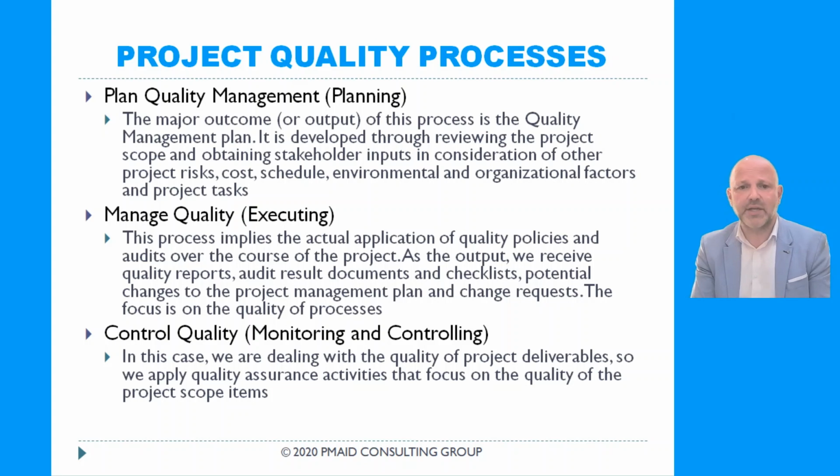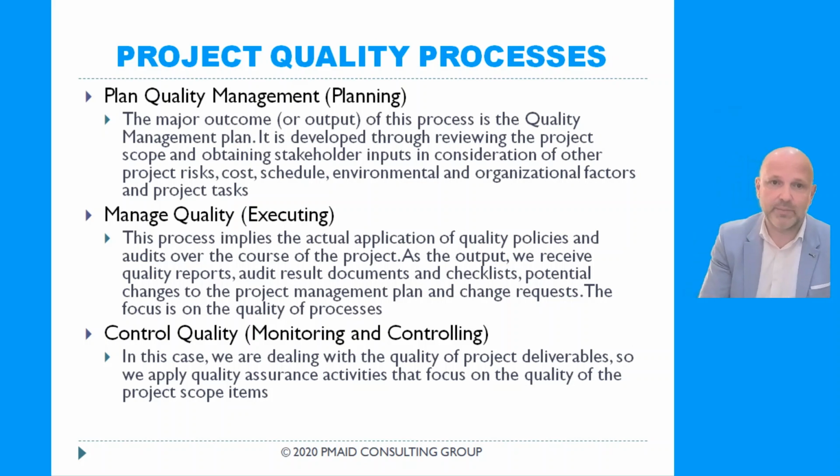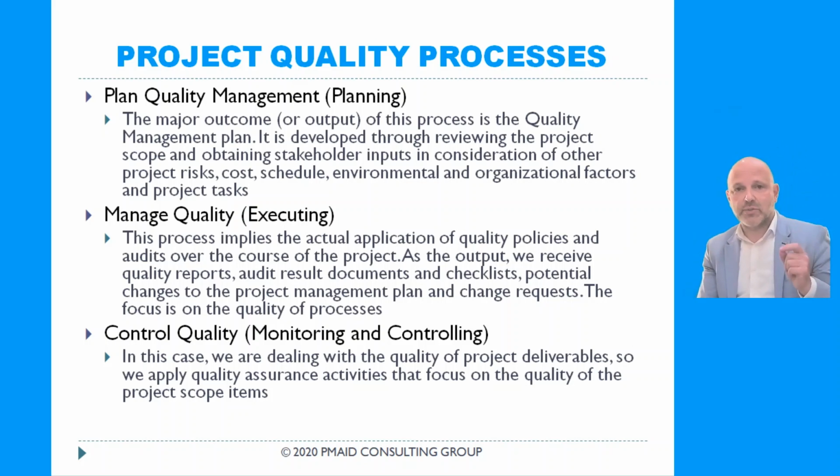This process implies the actual application of quality policies and audits over the course of the project. As the output, we receive quality reports, audit result documents and checklists, potential changes to the project management plan, and change requests. The focus is on the quality of processes. So when we implement the manage quality process, we act on the quality management plan that we prepared when we were planning our quality management. Again, just want to remind you that the planning process is iterative. So if we see that something is wrong with our plan, we come back to the plan, we adjust it. We apply change requests, we adjust our quality plan.